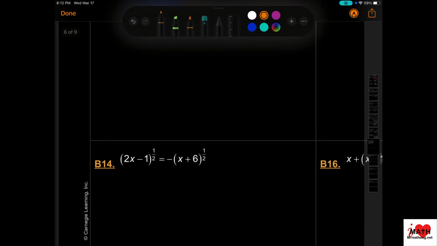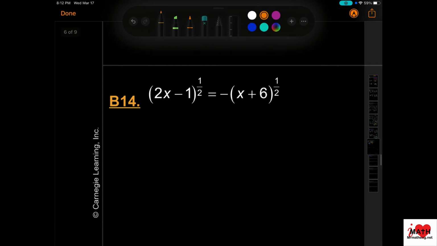All right, let's go to B14. Okay, the only difference in this problem is that one has a negative sign right here, so just got to be careful of that. So again, I'm going to get rid of that rational exponent. It's just a fancy word of saying a fraction exponent, multiplying by the reciprocal, which is 2 over 1. Okay, I can do the whole thing.